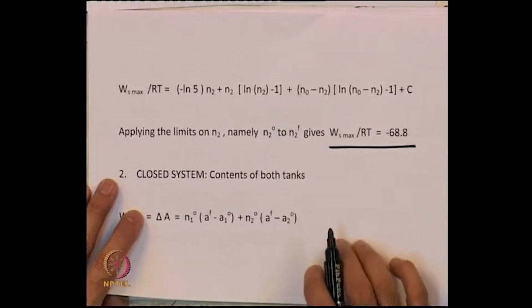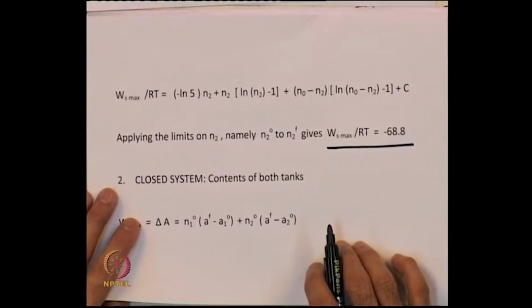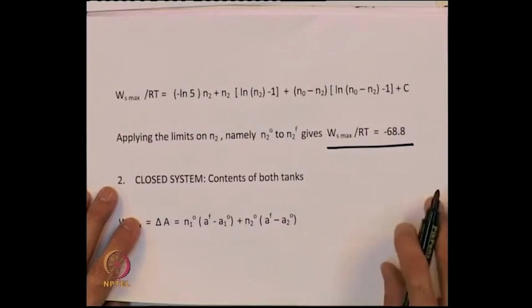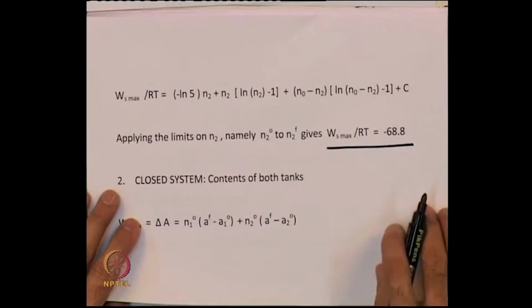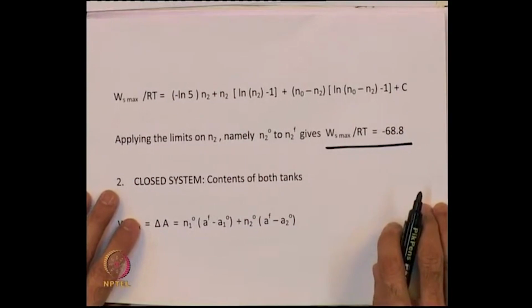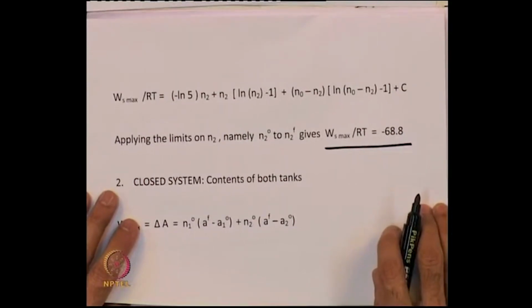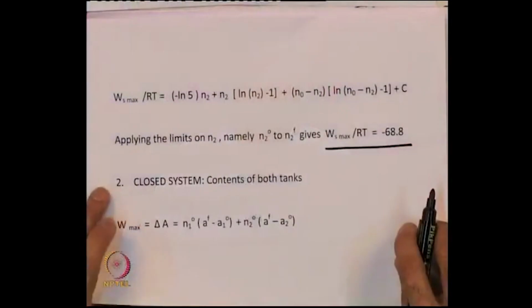So, what you have done is you have discussed an open system, you have discussed the differential amount of work done when a small differential quantity of gas is transferred from one tank to the other, and then integrated it as the process proceeds. N2 changes continuously and we have taken that into account. So, this is the work calculation.